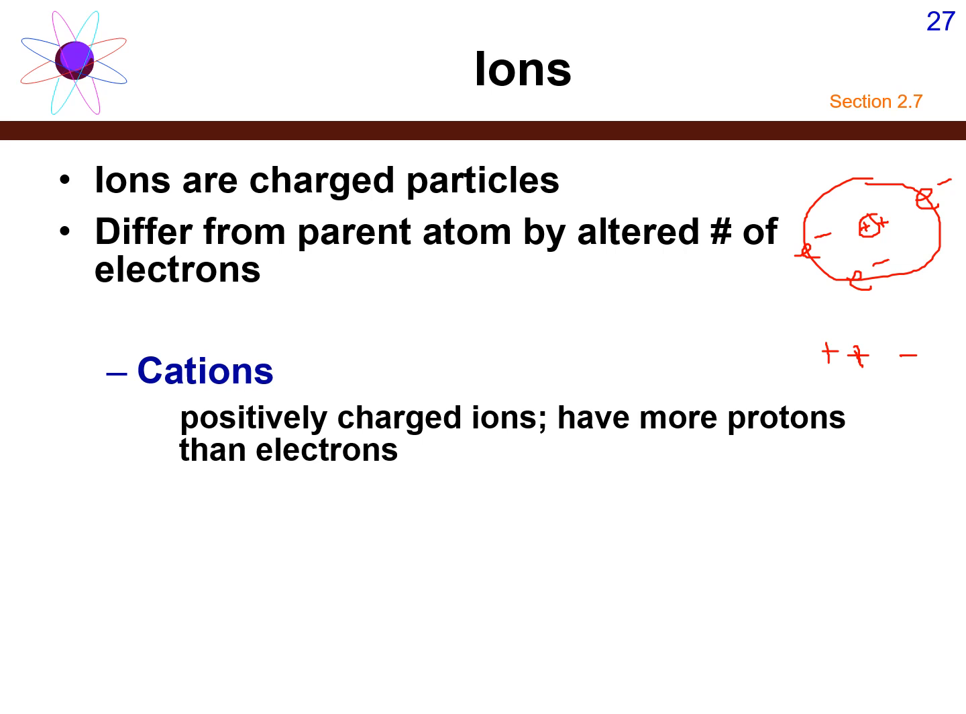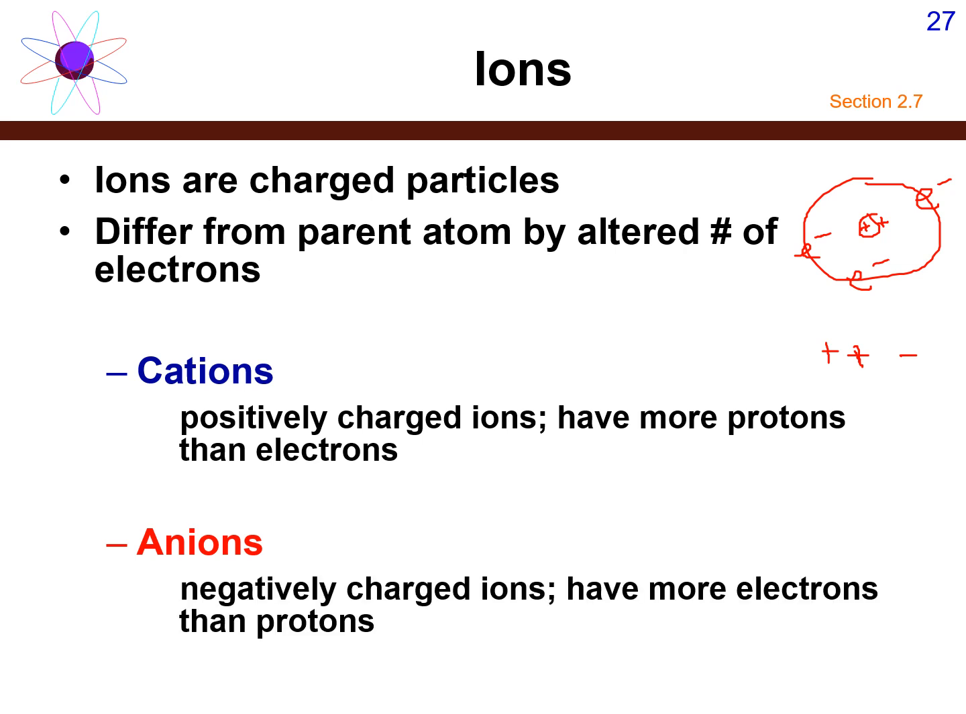And they have more protons than electrons. Anions are going to be negatively charged. They have more electrons than they do protons. And one way to keep these straight is, cations have a positive charge, which we represent with the plus sign, anions with the negative sign.